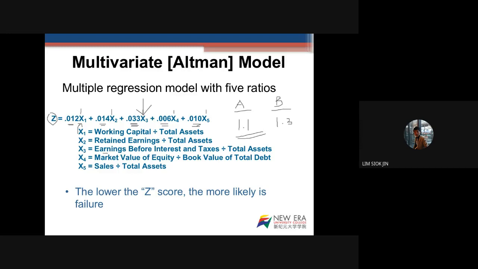Okay, so what is X3? Earnings before interest and tax divided by total asset. So this factor is more important to find your Z. Okay, which is the less important one? The less important one is X4. Okay, why? Because the number before X4 is very small. What is X4? Market value of equity divided by book value of total debt. So this one will affect your Z, but only by a very small amount. Okay, so I hope you understand what this model means now. A big number in front of the X means this one is very important. A small number in front of your X means this will affect the Z, but it is not so important. Okay, less important.